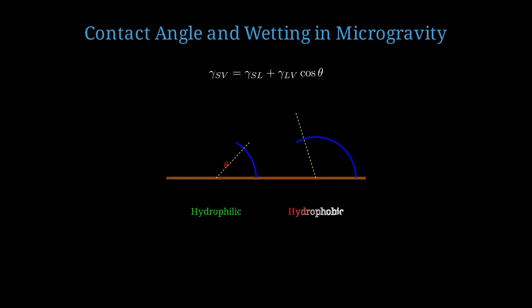On the left, a hydrophilic surface with contact angle less than 90 degrees. On the right, a hydrophobic surface with contact angle greater than 90 degrees. In microgravity, these angles are perfectly symmetric.